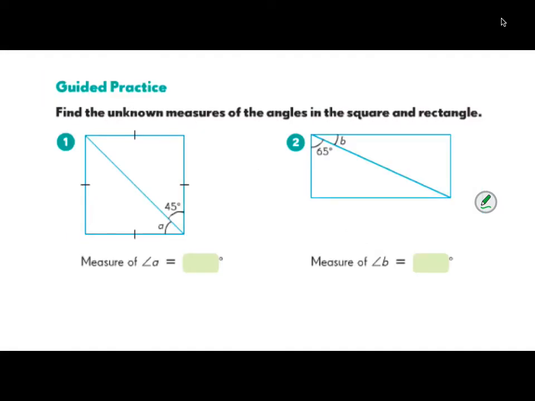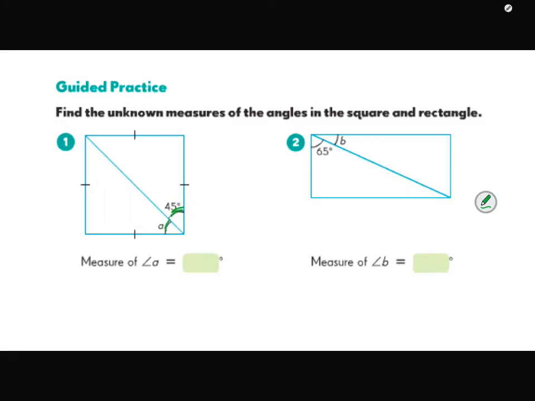So I want you guys to try these two right now using what you know about squares and rectangles and angles, and then press play. All right, again, I see that this piece is 45, and I know that this piece is what I'm trying to find, but I know that this is a square. So I see that all of these angles are 90 degrees. That means this whole thing together equals 90. So I'm thinking, well, 45 plus what gets me to 90? I can just do 90 degrees, which is the whole thing, minus the 45, and I get 45, which means that this side is 45, because 45 plus 45 is 90.